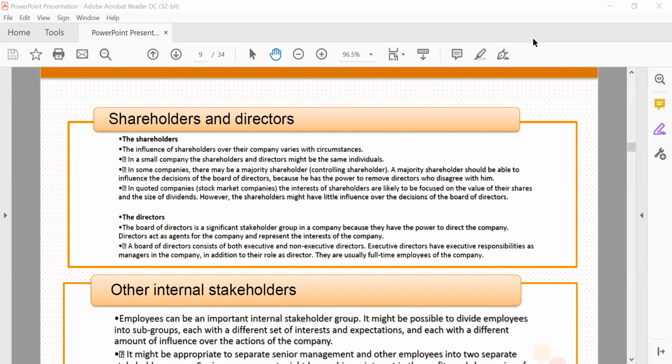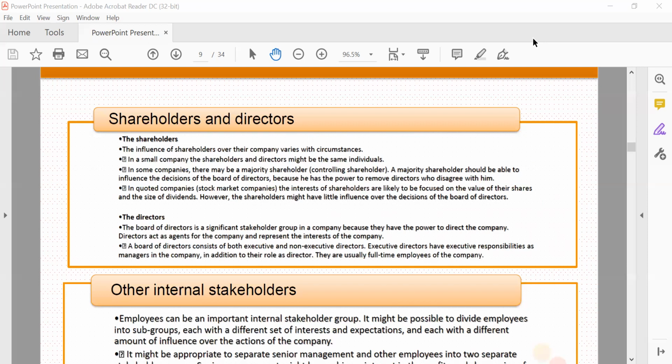A board of directors consists of both executive and non-executive directors. Very crucial. You need to understand this distinction. Executive directors have executive responsibilities. I mentioned earlier in one of our previous lectures that executive simply means day-to-day. Executive directors have executive responsibilities as managers in the company in addition to their role as director. They are usually full-time employees of the company.